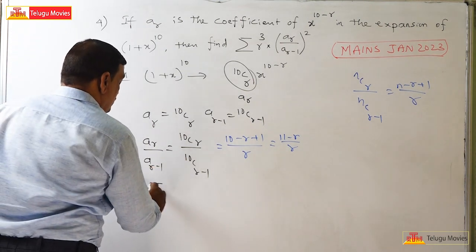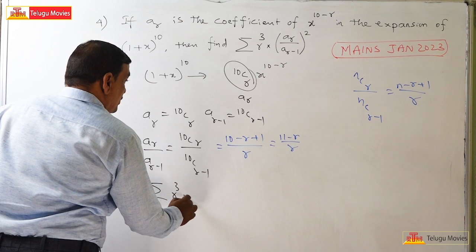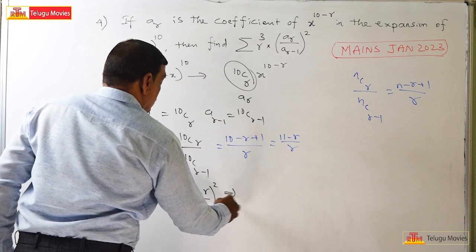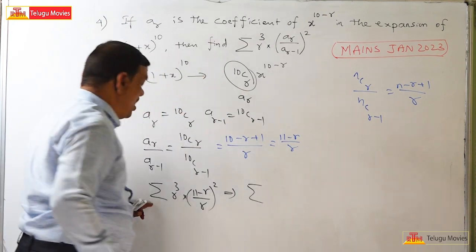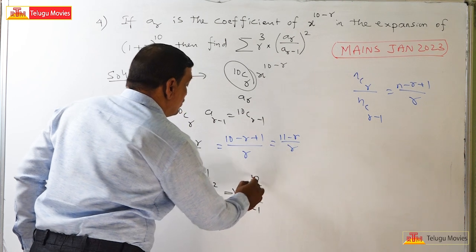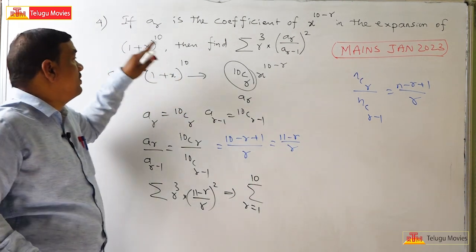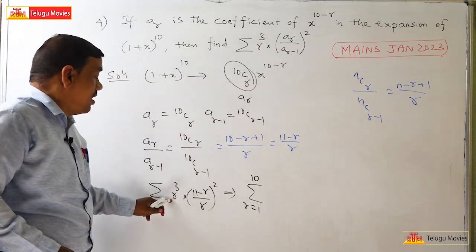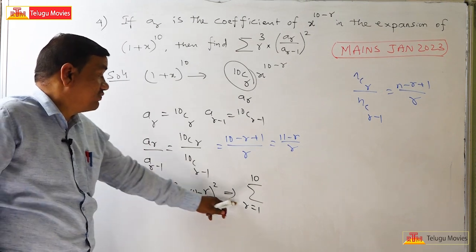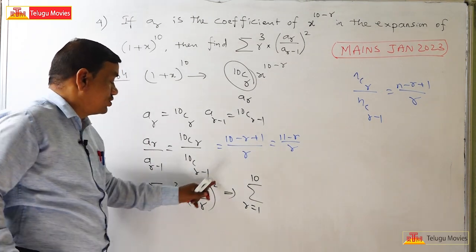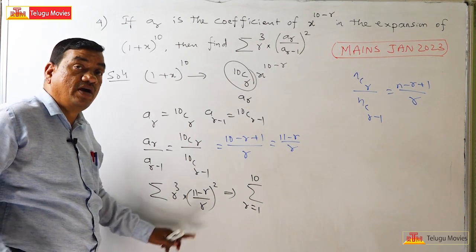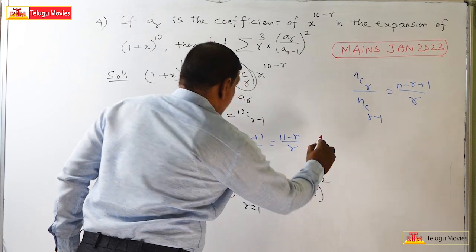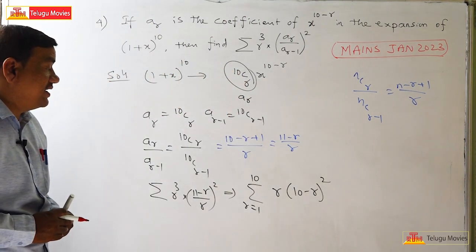So, this is equal to sigma r cube into ((11 minus r) by r) whole square. This implies sigma, where r runs from 1 to 10 only. If it is not given, we can find out the bounds. Why? Because (1 plus x) to the power of 10, the maximum we will get is r equal to 10. Understand? So, r runs from 1 to 10. So, r cube by r square gets cancelled, and this is r into (11 minus r) whole square.